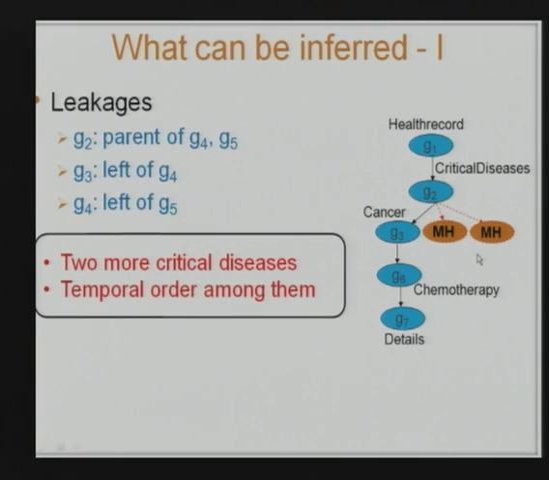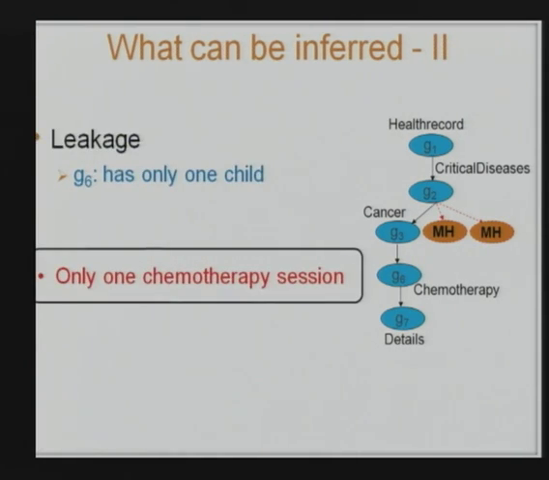It can infer that the patient has suffered from two other critical diseases. This is a very strong inference. It also tells the temporal order between them: the disease with respect to G4 was suffered by the patient after cancer, and the disease with respect to G5 was suffered after G4. Another inference is that since G6 has only one child, the patient has gone through only one chemotherapy instance. That is another strong inference, right?